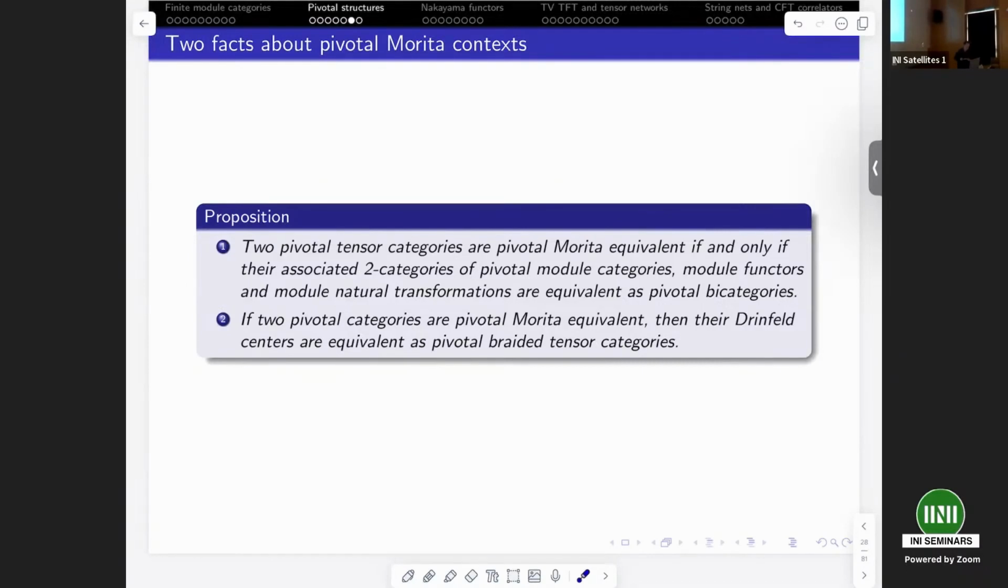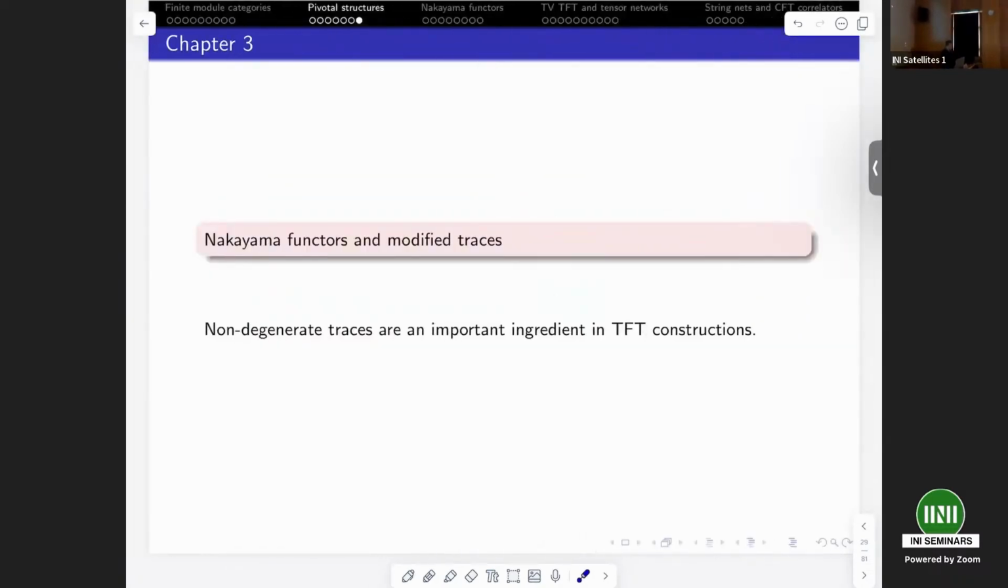Well, the second thing is that two pivotal categories are pivotal Morita equivalent if their centers are equivalent, but equivalent really as braided pivotal tensor categories. So this is a very nice closed theory where we can work.